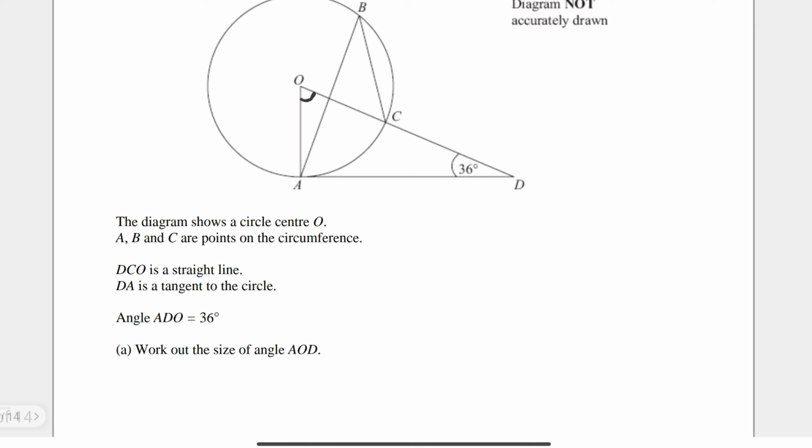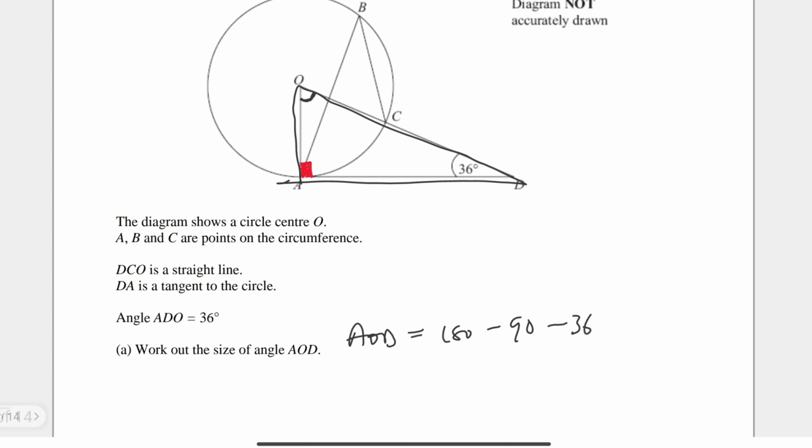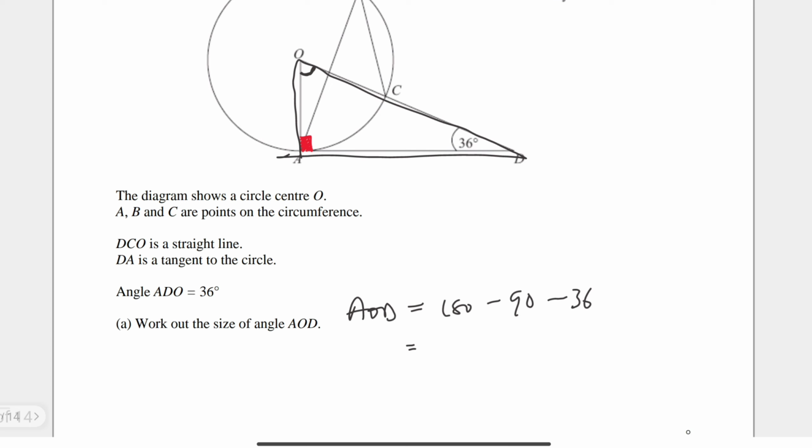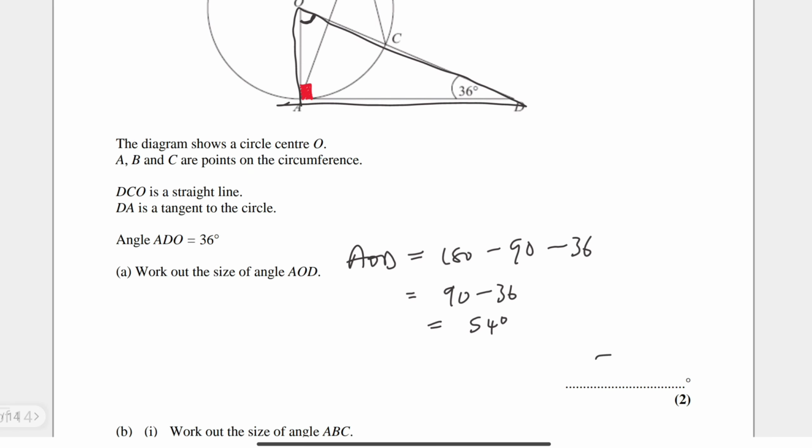And there's no doubt, already we know that this is a right angle because this is a tangent. So if this is a right angle, that will make AOD equal to 180 minus 90 minus 36, since we know that this is a right angle. So that will imply 90 minus 36, which is equal to 54 degrees. So AOD is 54 degrees.